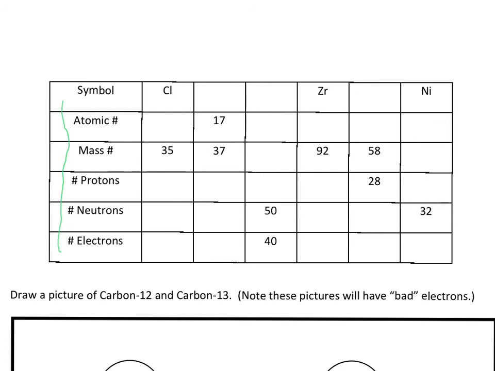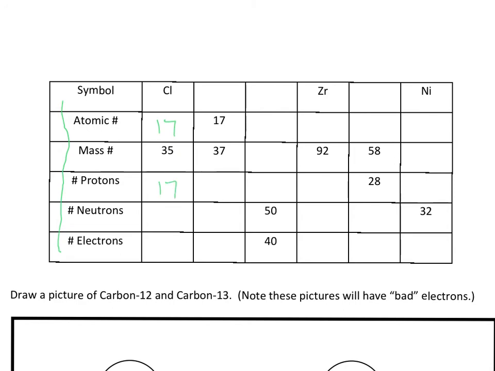Cool. So, assuming you have paused the video and you have tried this chart on your own, I'm going to go through and do one column. So looking at this chlorine right here, I need to figure out its atomic number. Where do I find the atomic number of chlorine? Well, it's the number of protons, but where do I find the number of protons? Well, it's on the periodic table. If you look at your periodic table, chlorine is atomic number 17. That means it has 17 protons.